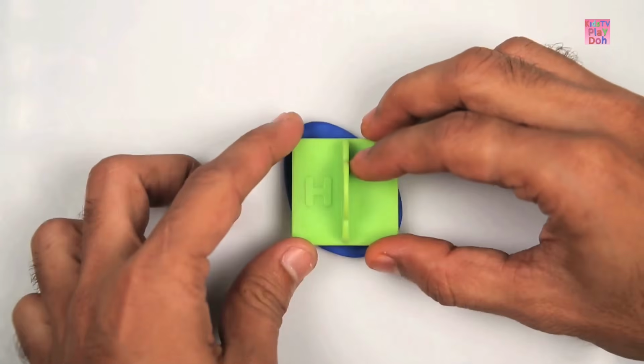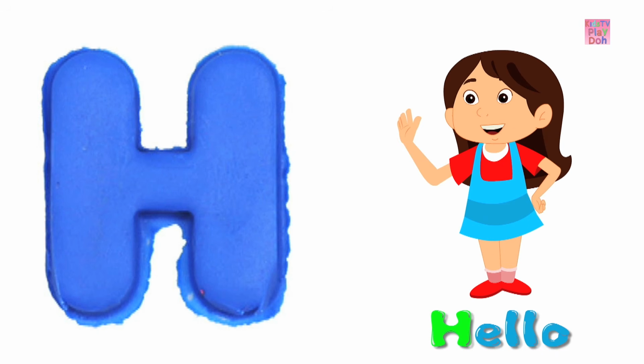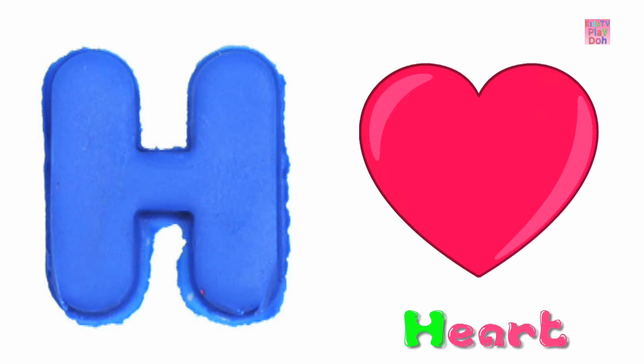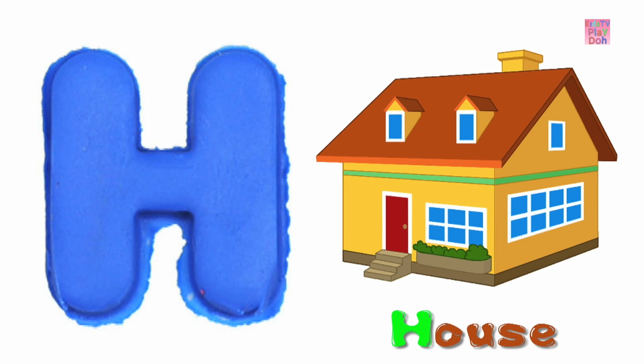Here comes the letter H. H. H is for hello. Hello. H is for horse. Horse. H is for heart. Heart. H is for house. House.